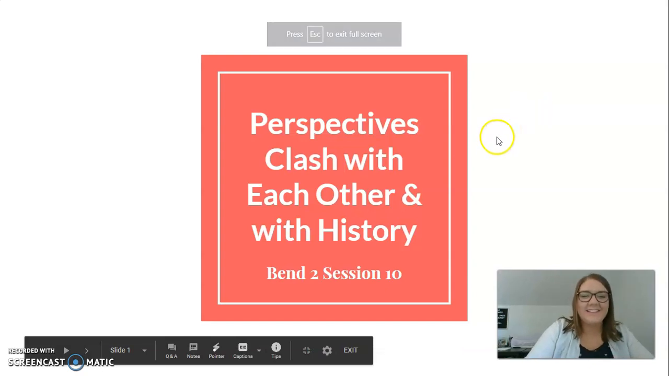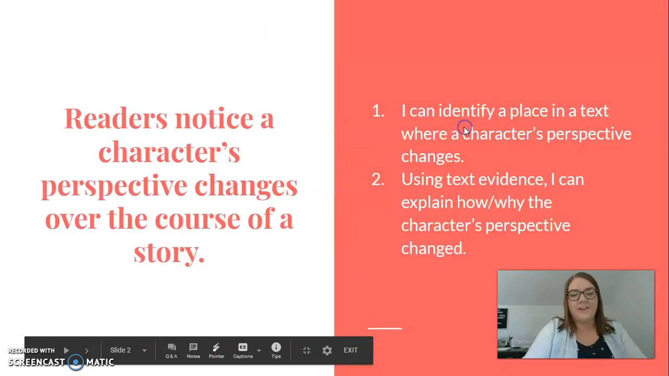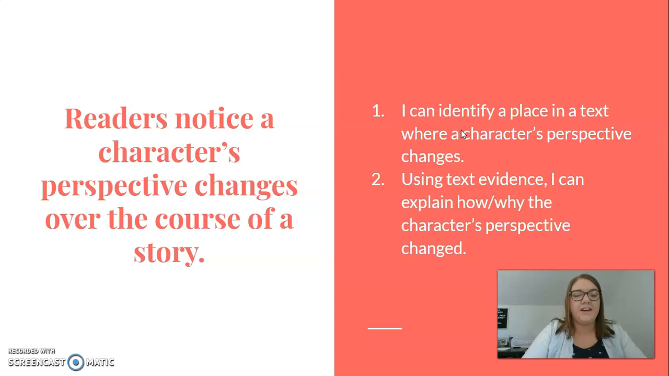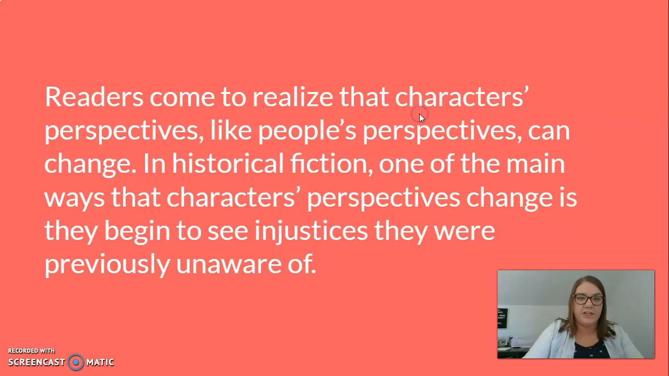All right, so we're talking about perspectives clashing with each other and with history. Your learning target is that readers notice a character's perspective changes over the course of a story. Your success criteria is that you can identify a place in a text where your character's perspective changes, and using text evidence, you can explain how or why the character's perspective changed.